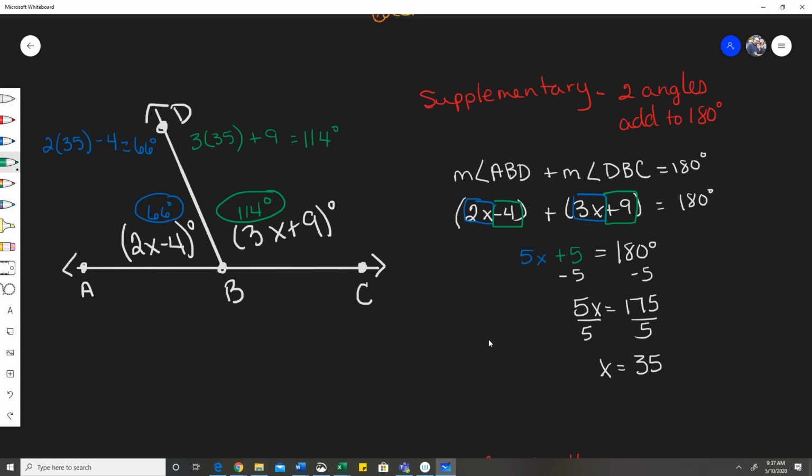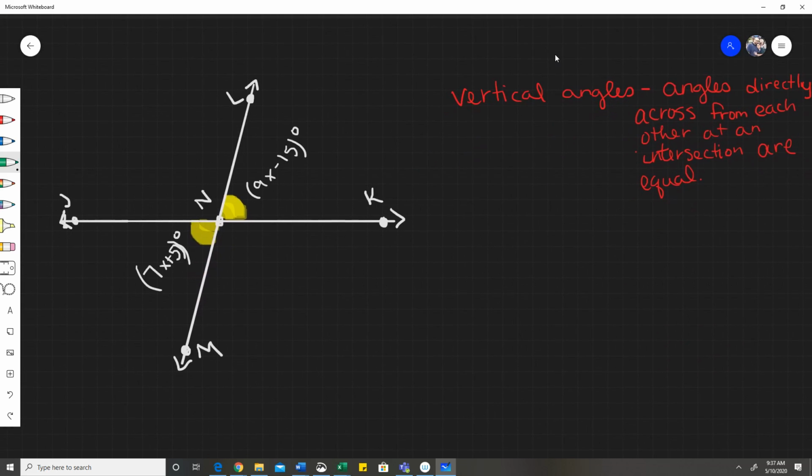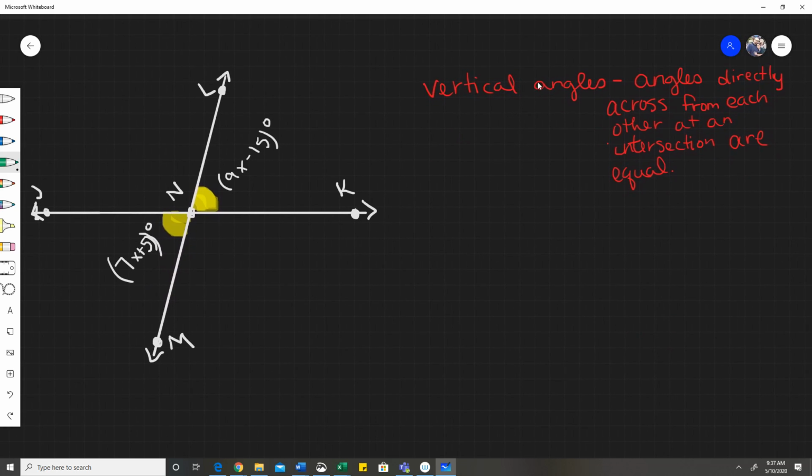Supplementary always add up to 180. Complementary always add up to 90. So if you're told to find the measure of two angles and you're given that they are supplementary or they are complementary, just add the two angles up and make them equal to 180 or 90. We have one more set of angles we want to look at today, and these are called vertical angles.